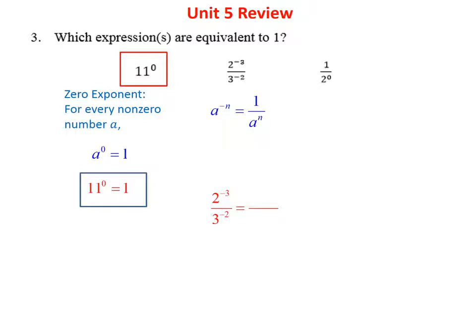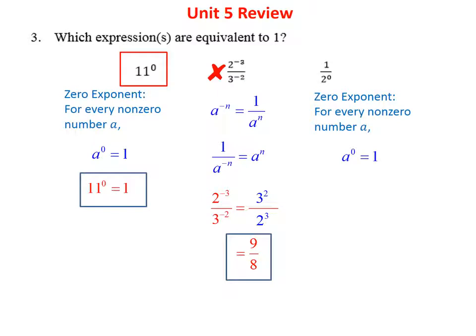We notice, first of all, the number in the top here, 2 to the minus third, is going to go down to the bottom and become 2 cubed underneath. Likewise, when we look at the bottom number, remember that it's going to go up, and so 3 to the minus 2 becomes 3 squared. Now we simplify. 3 squared is 9. 2 cubed is 8. 9 over 8 is our simplification. So that's not equal to 1.